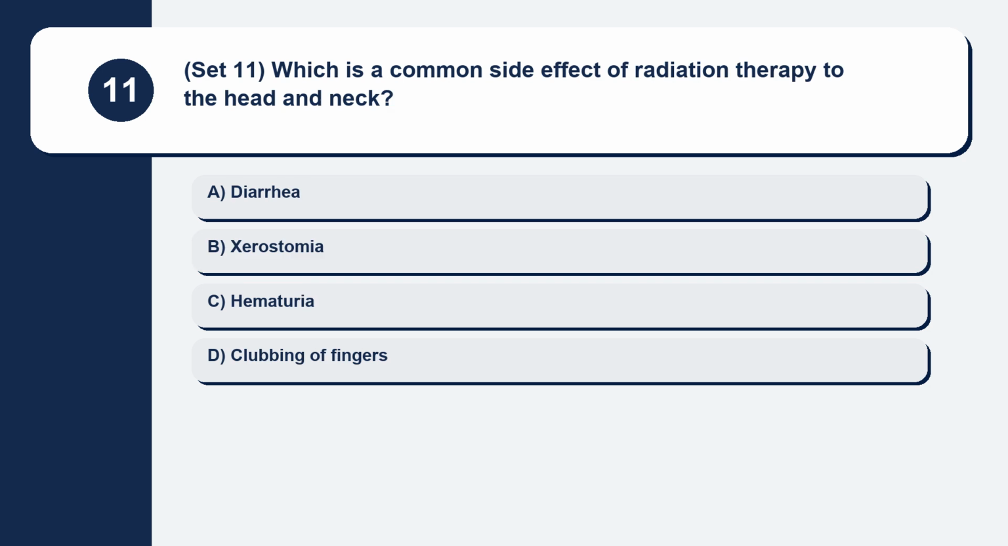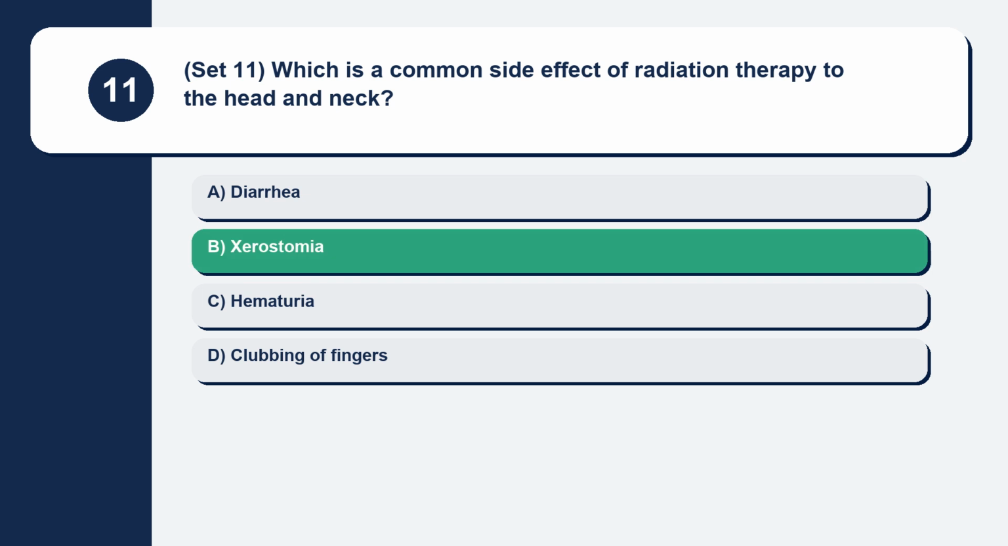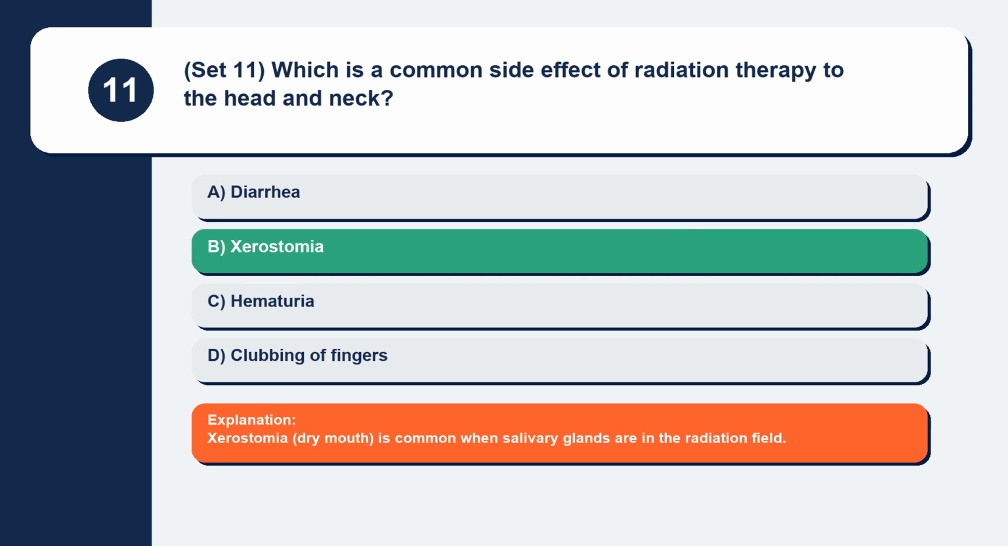Question 11. Set 11. Which is a common side effect of radiation therapy to the head and neck? Diarrhea, xerostomia, hematuria, clubbing of fingers. Xerostomia, dry mouth, is common when salivary glands are in the radiation field.